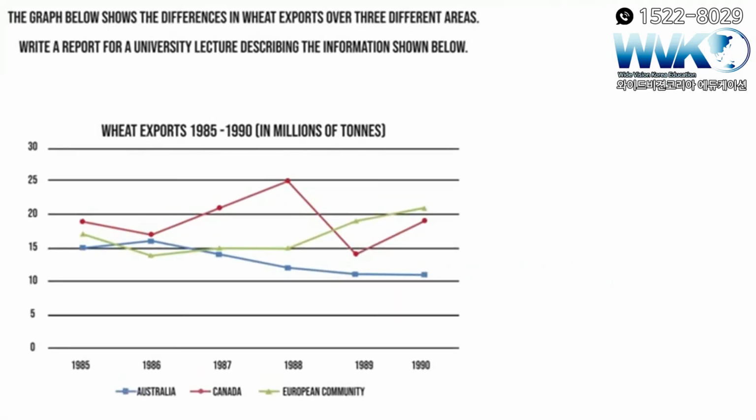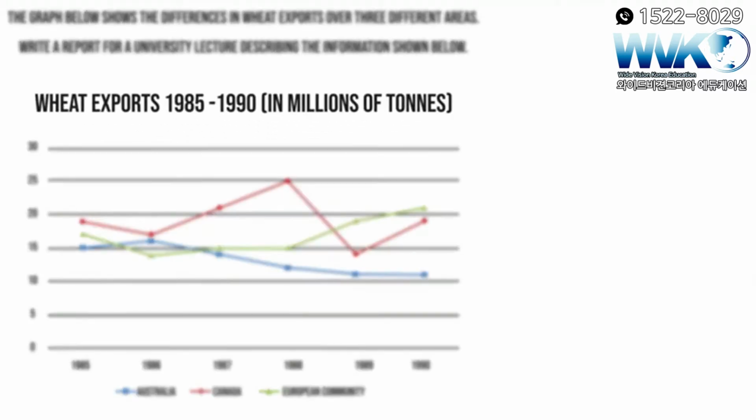Now, what do we have to do with this line graph? The first thing, of course, we have to learn how to summarize the information by selecting and reporting the main features and make comparisons where it is relevant. Now, let's look at the line graph in more detail. The title reads, Wheat Exports 1985 to 1990, Millions of Tons. You'll see this at the very top of the line graph.